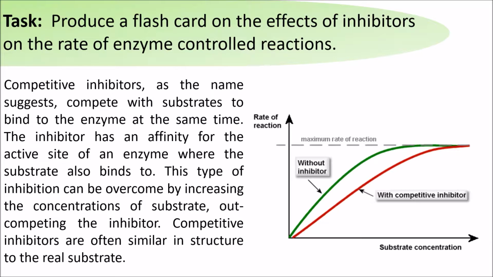Competitive inhibitors, as the name suggests, compete with the substrates to bind to the enzyme at the same time. The inhibitor has an affinity for the active site of the enzyme, where the substrate also binds. This type of inhibition can be overcome by an increase in the concentration of the substrate, which outcompetes the inhibitor.